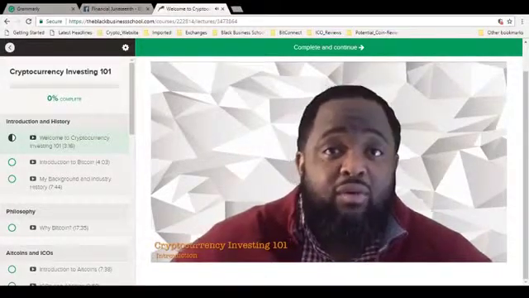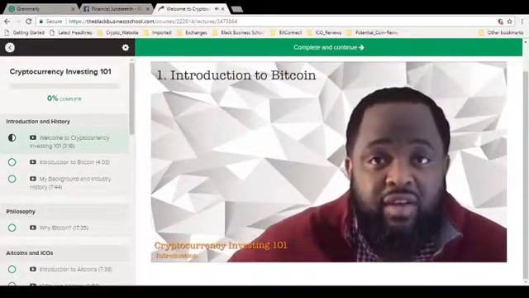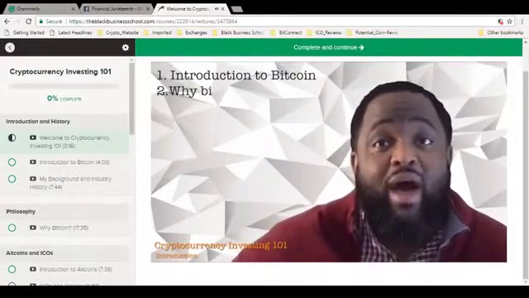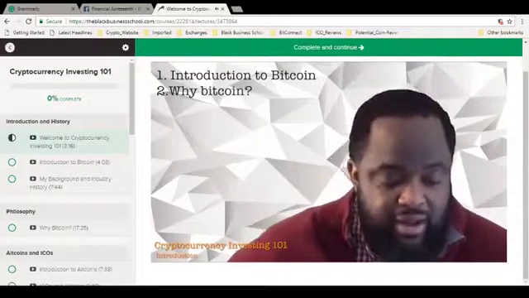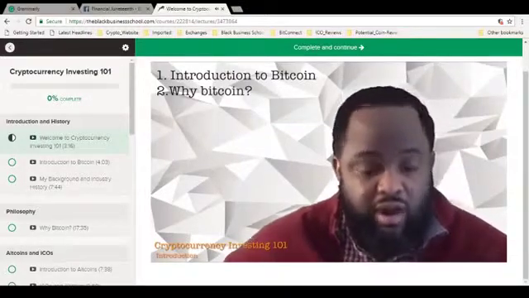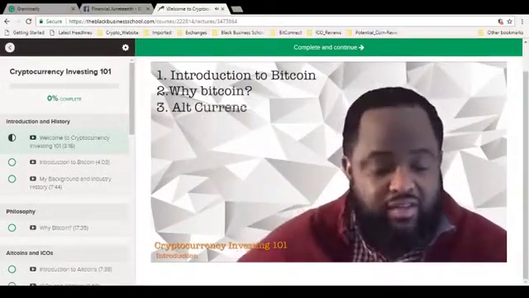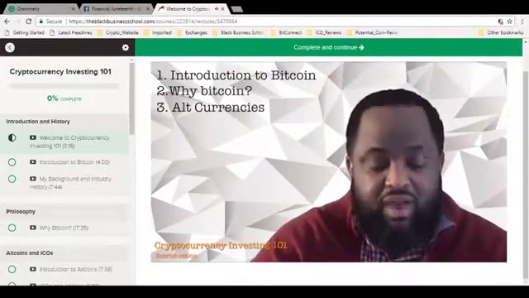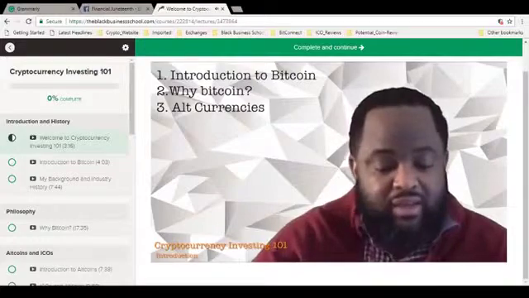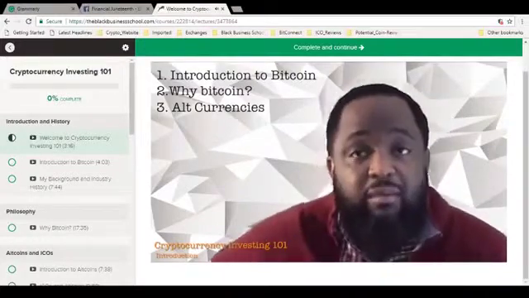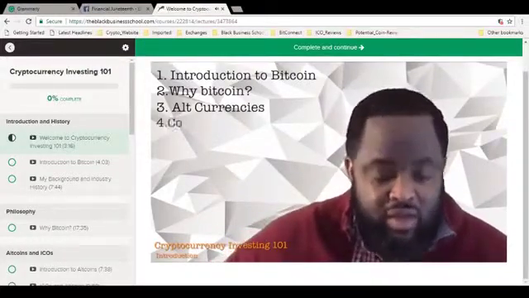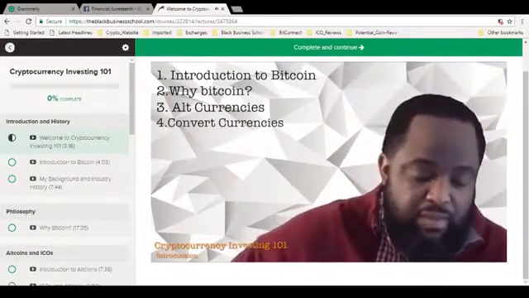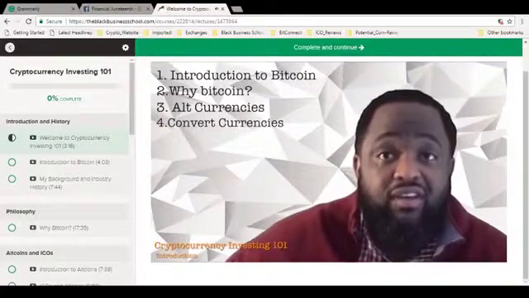In this class, we'll give you a brief introduction to Bitcoin. We'll also discuss why Bitcoin, why people are so excited about it. We'll also learn how to discuss alt currencies, altcoins they call them, which are basically derivatives of Bitcoin in a lot of ways. And then we'll start talking about how to get more into it, how to convert your fiat currency or your US dollars into Bitcoin by using certain cryptocurrency exchanges.